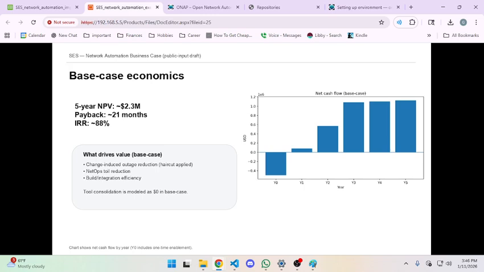All right, so here's the base case economics. So the 5 year, and does that stand for net predicted value? I mean, that makes more sense than present, right?